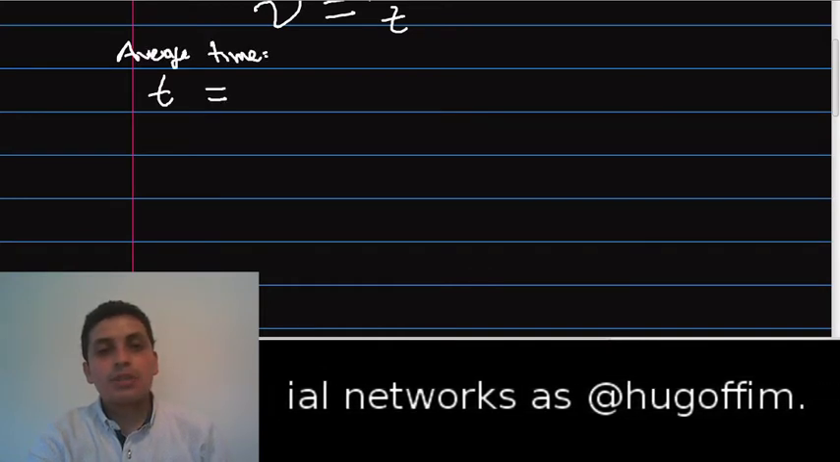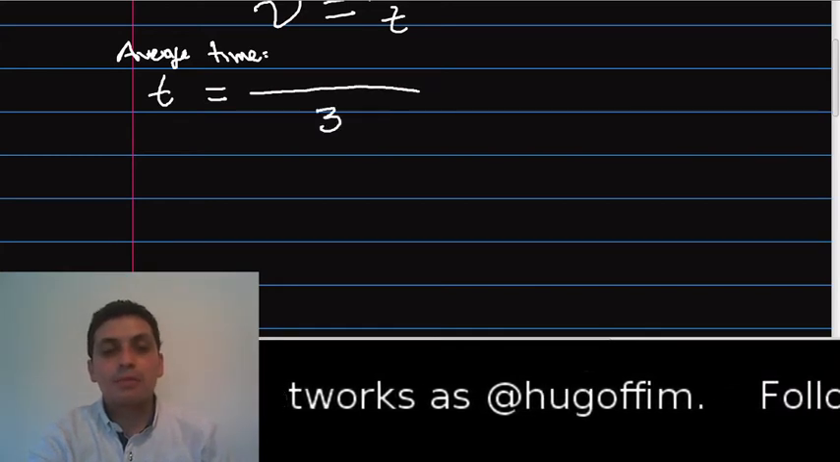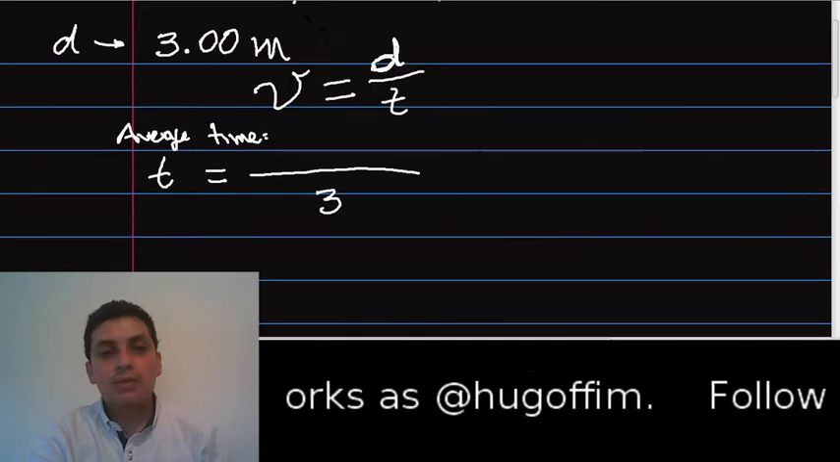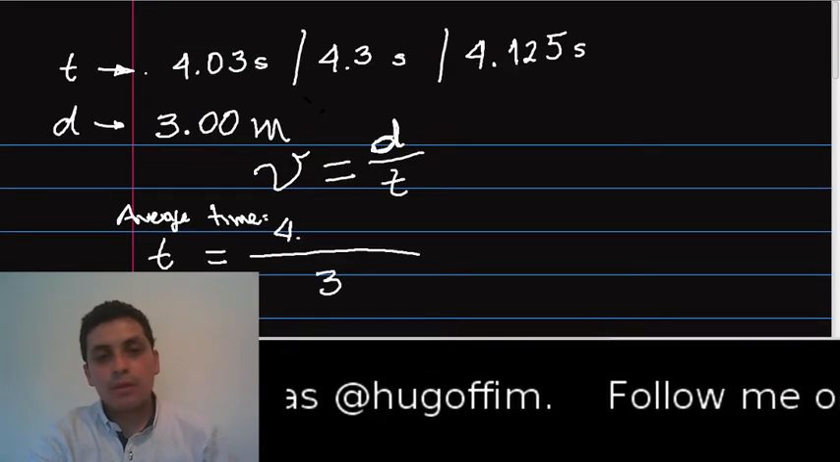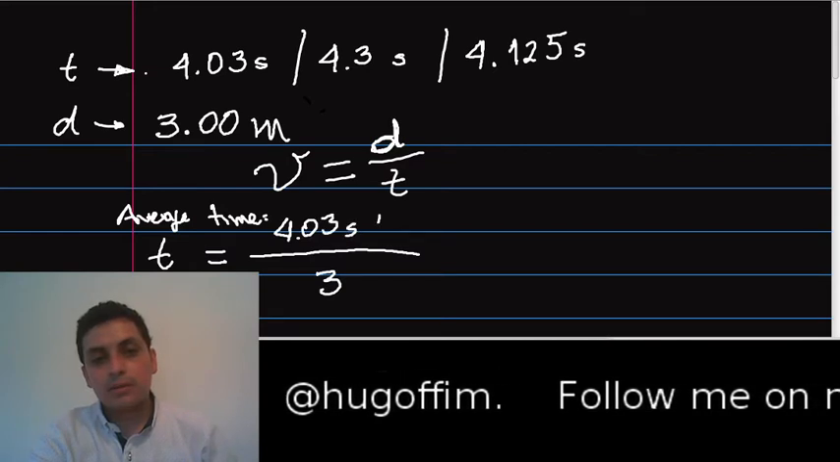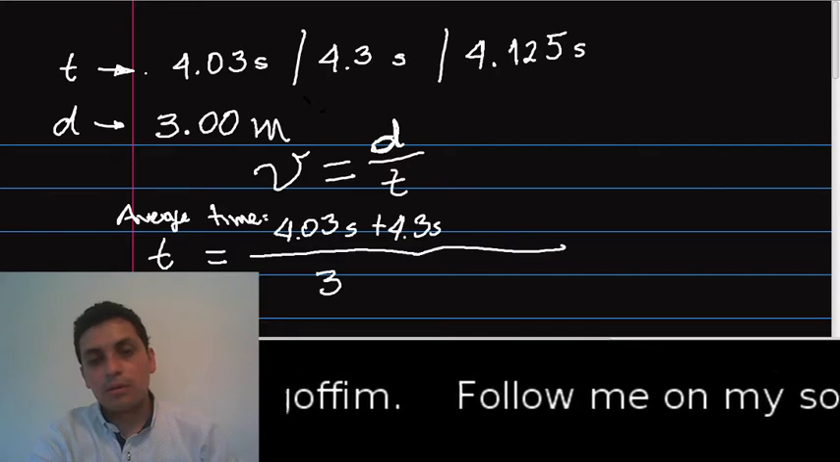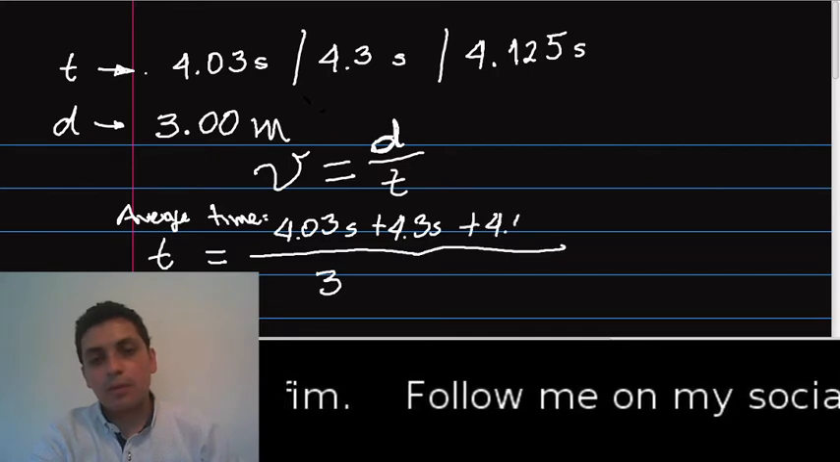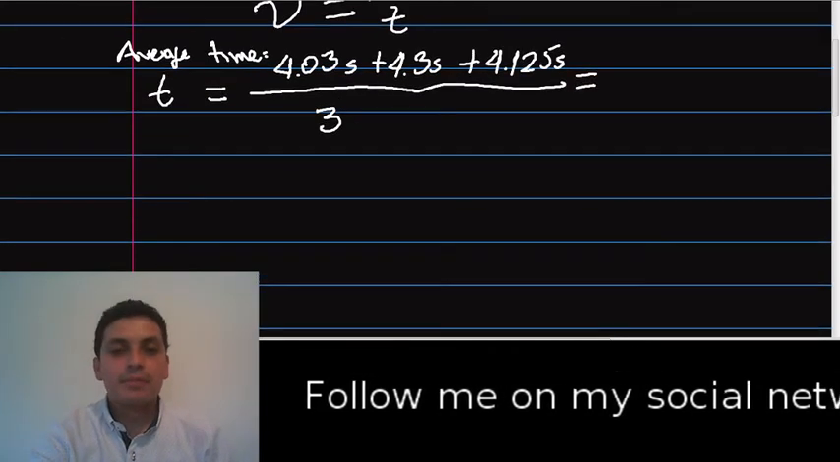To find the average time, we have to sum all the values of time and divide it by the number of data, in this case 3. So we have to add 4.03 seconds plus 4.3 seconds plus 4.125 seconds, and divide them by 3.